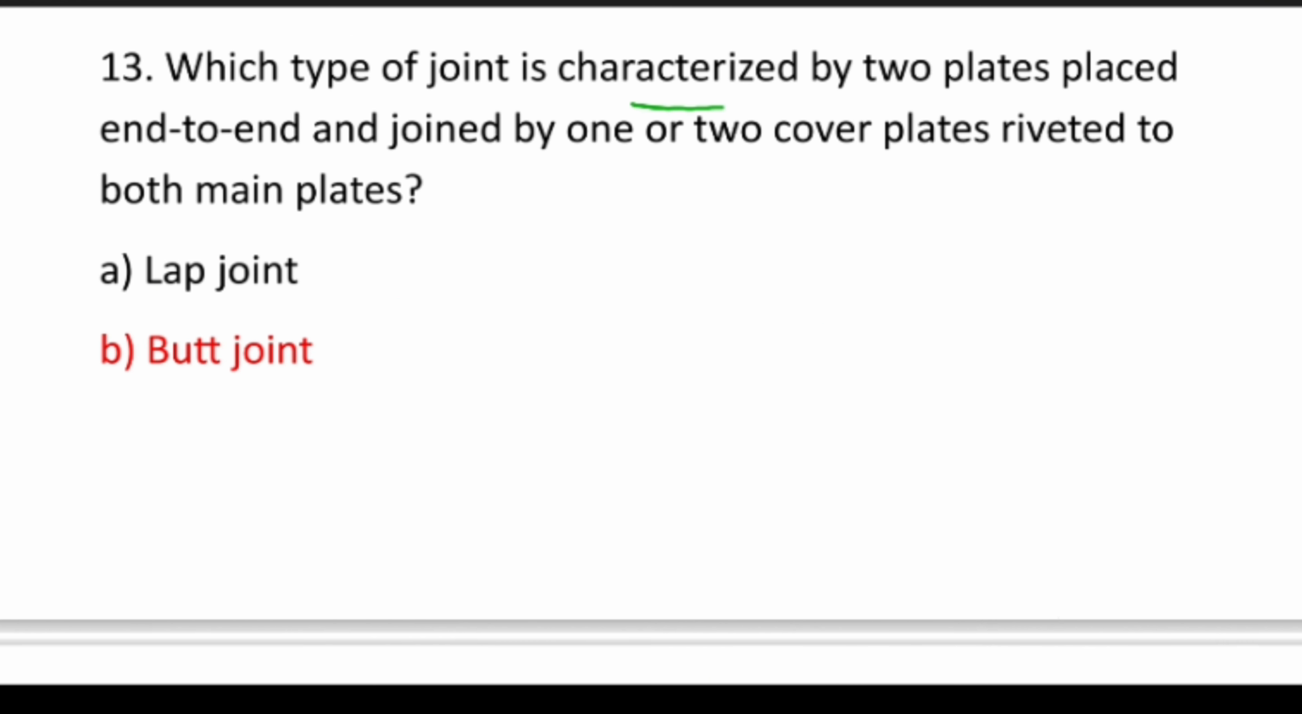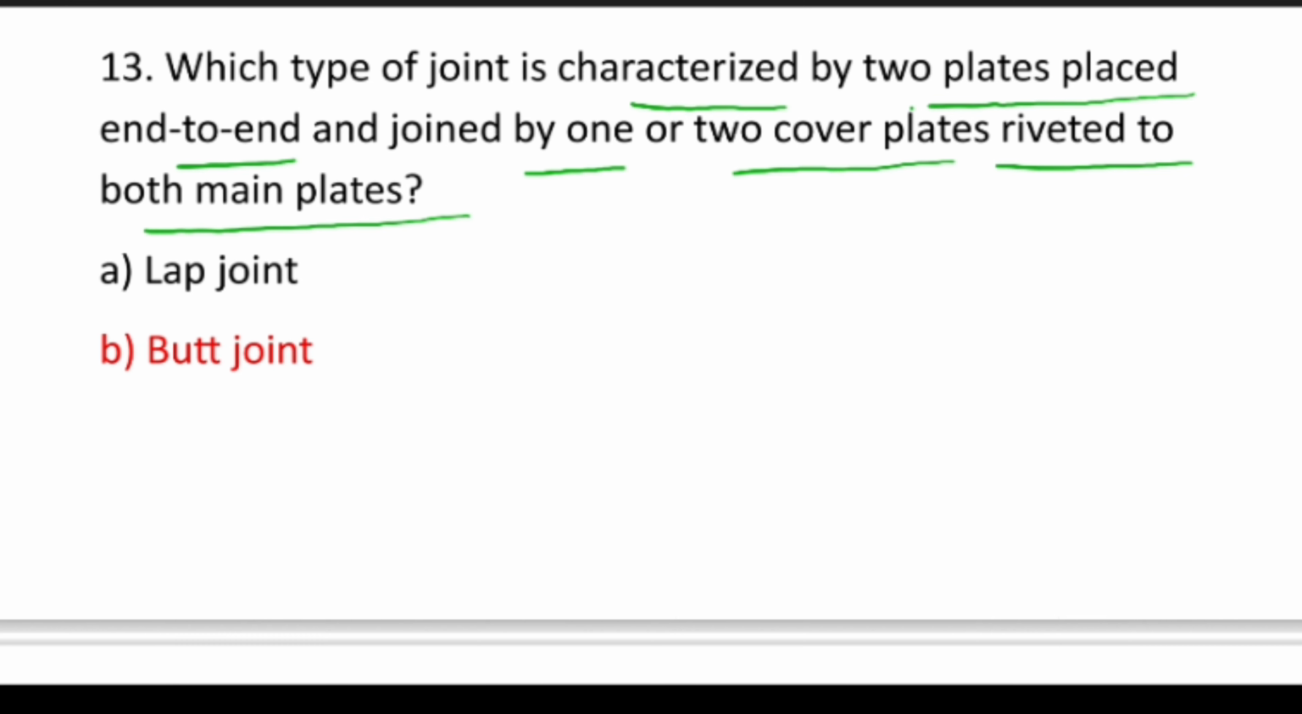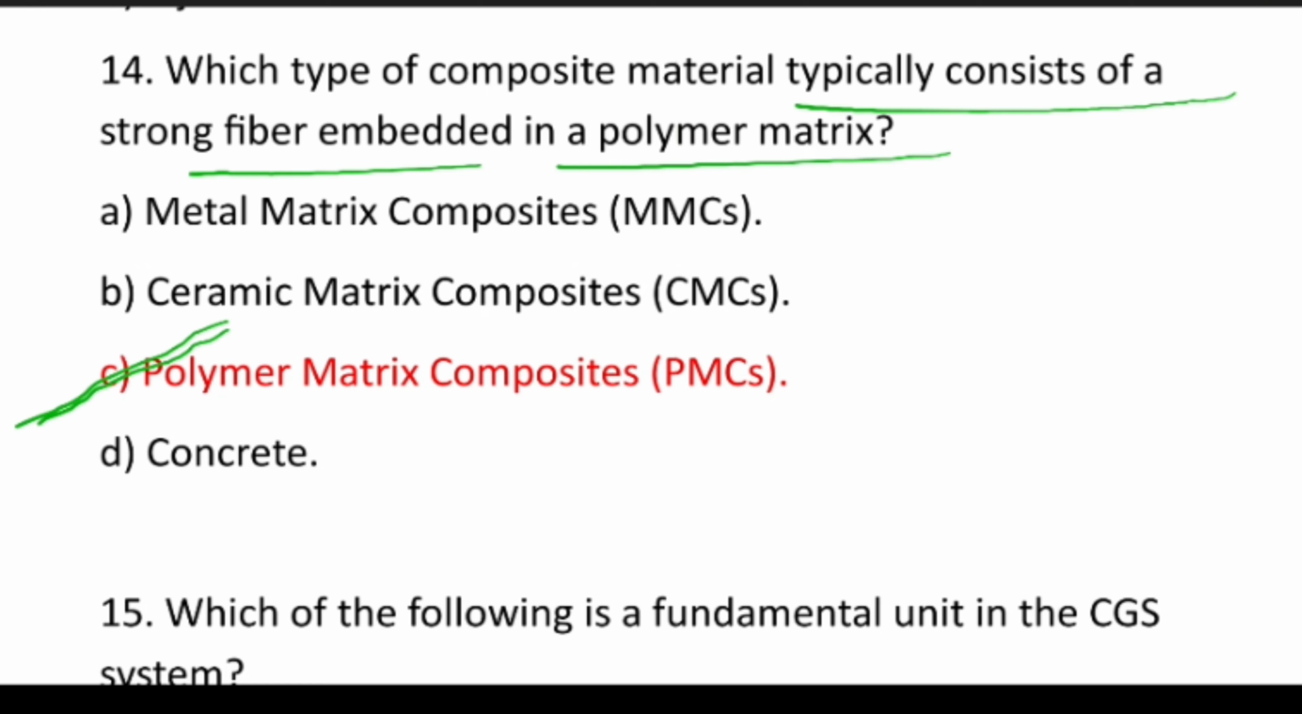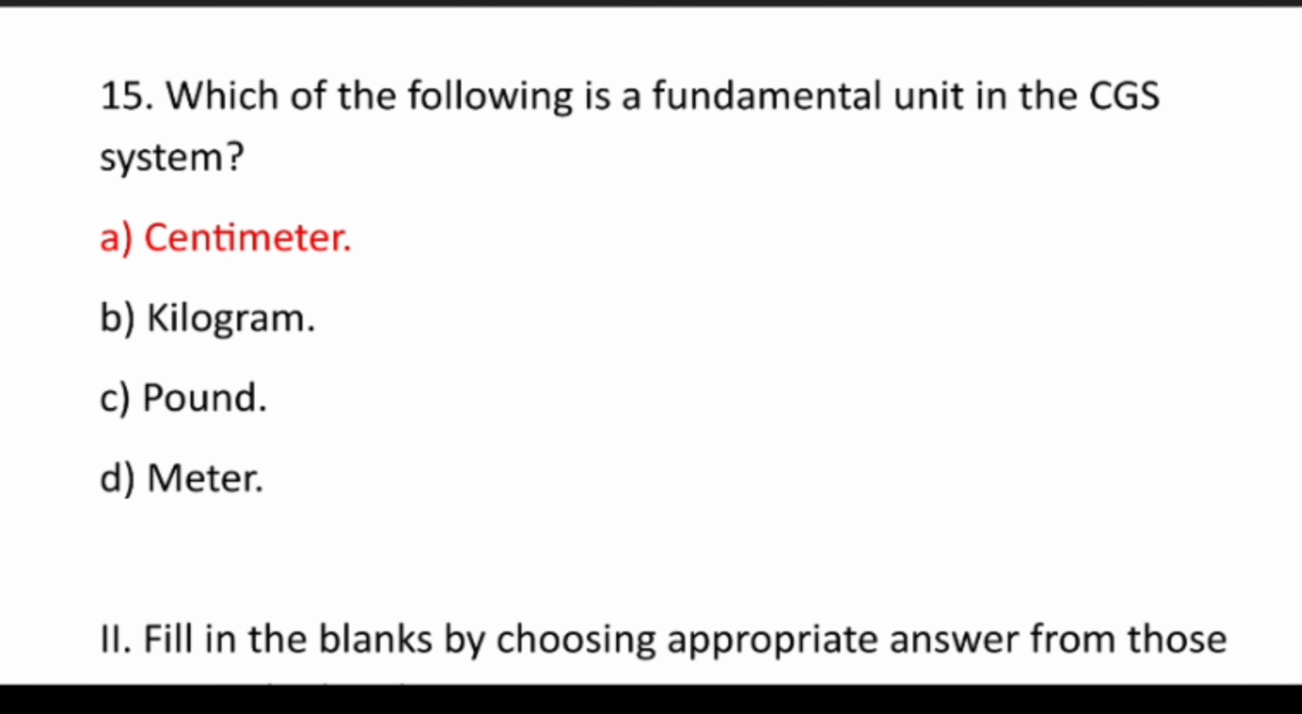Next, which type of joint is characterized by two plates placed end to end and joined by one or two cover plates riveted to both the main plates? That we call option B, butt joint, will be the answer. Next, which type of composite material typically consists of strong fiber embedded in a polymer matrix? Option C, polymer matrix composite, that we call PMC. Next, which of the following is a fundamental unit of the CGS system? Option A is centimeter.